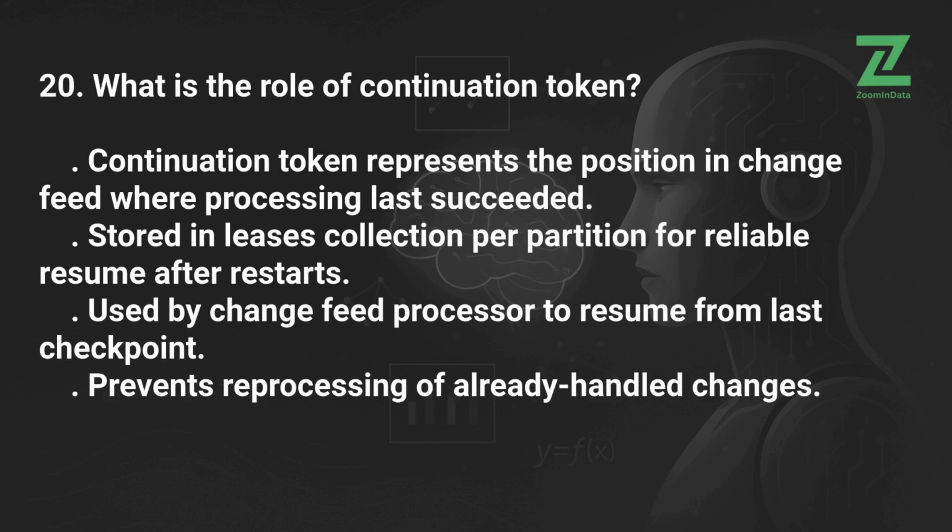20. What is the role of continuation token? Continuation token represents the position in change feed where processing last succeeded. Stored in the leases collection per partition for reliable resume after restarts. Used by the change feed processor to resume from the last checkpoint. Prevents reprocessing of already handled changes.